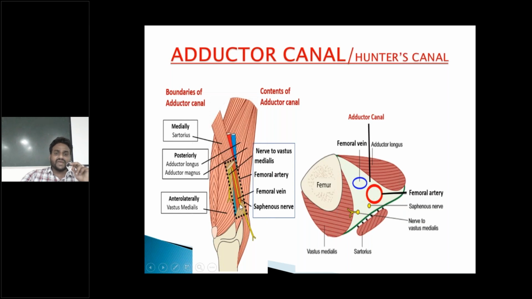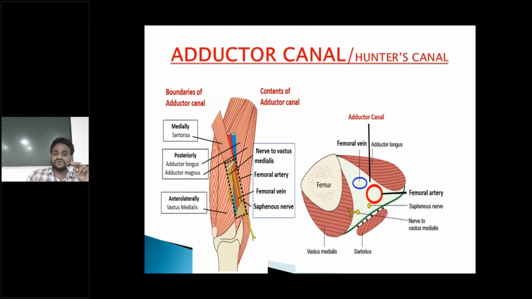Next we come to the extent of the adductor canal. It extends from the apex of the femoral triangle up to the hiatus of adductor magnus. So it extends between the femoral triangle and the hiatus of adductor magnus. Which part of the femoral triangle? The apex of the femoral triangle.